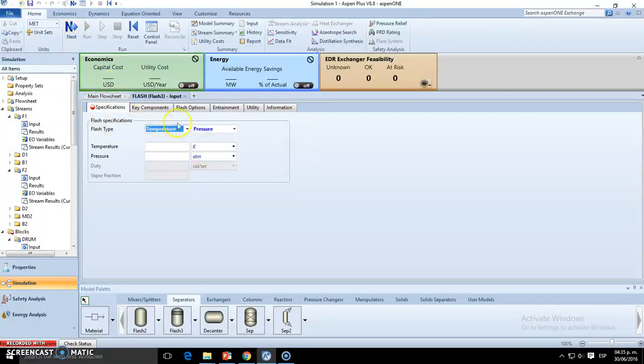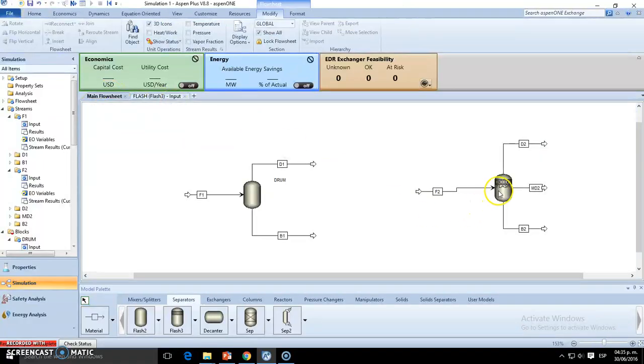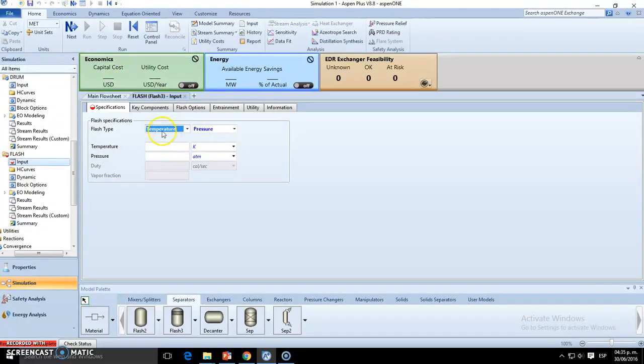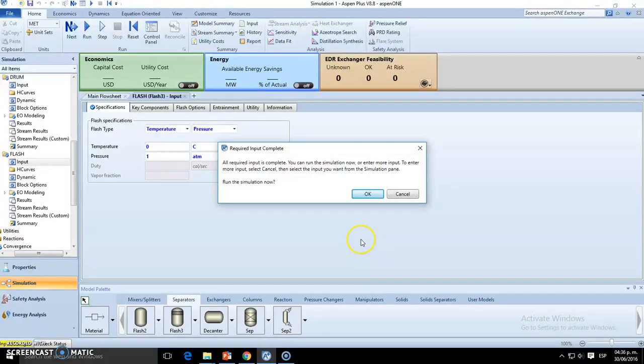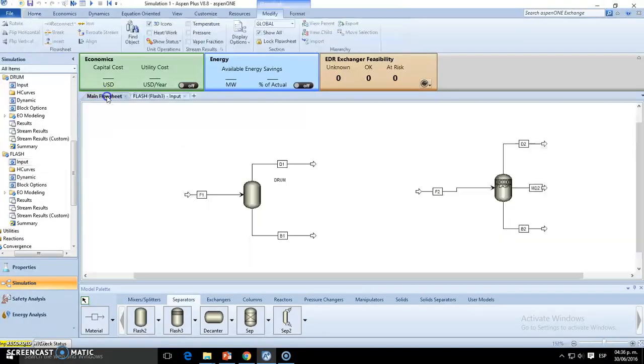And the second one is the second flash, this one right here. Let's say it has also, actually let's say 85 Celsius, 100 Celsius. Well, actually let's see, if we have 0 Celsius, everything should be liquid. And what else do we need? All is required. So why don't we need to specify these guys? Because that is the answer.